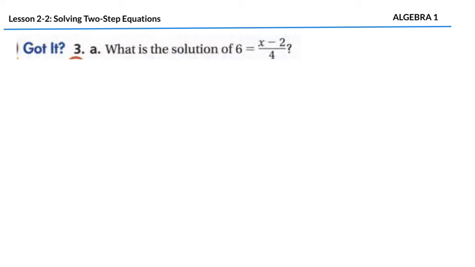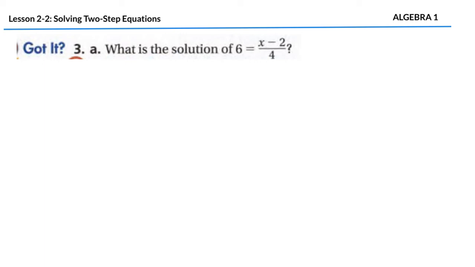So what did you get? What is the solution of 6 is equal to x minus 2 over 4? Can you try it out? Hit the pause button, give a try, and then play the button to see whether your work and my work is the same.